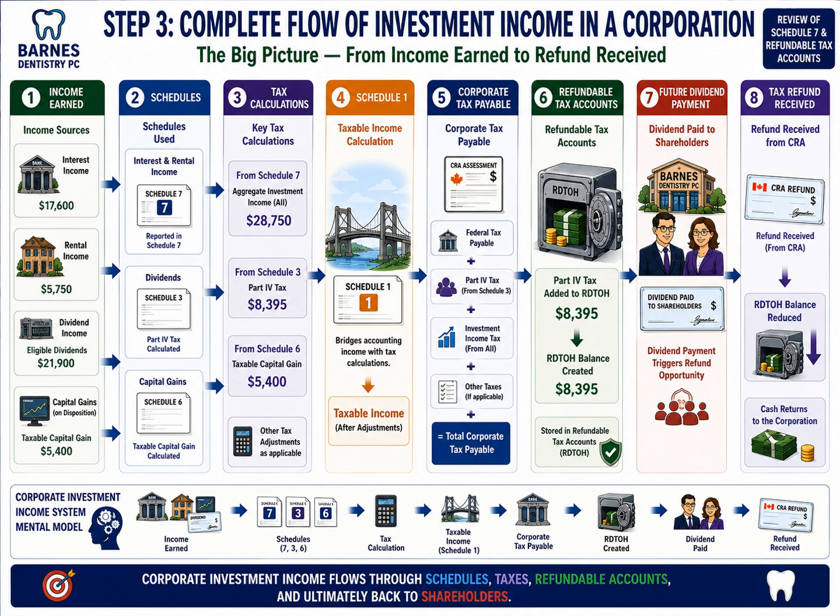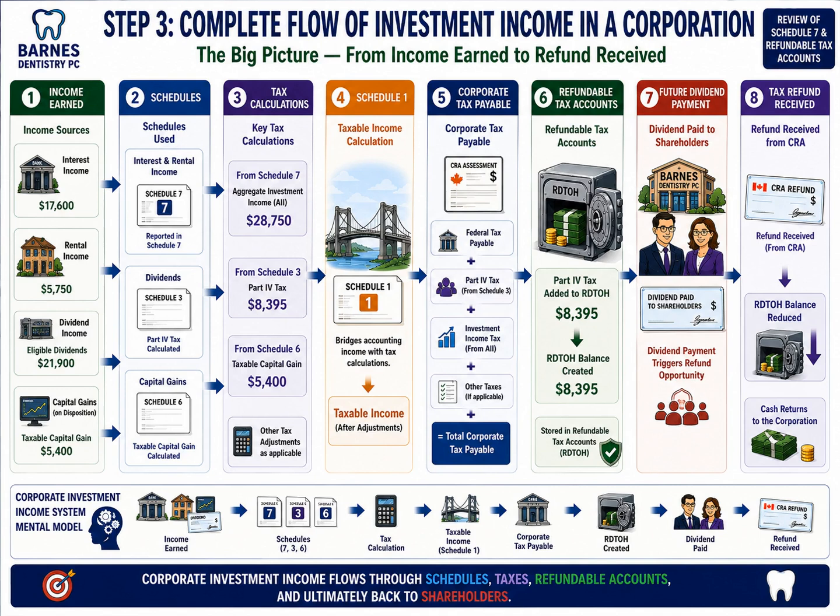The next stop is Schedule 1. Notice the bridge shown in the center of the diagram. Schedule 1 acts as the connection between accounting income and taxable income. It gathers information from the various schedules, applies tax adjustments, and calculates taxable income. This is where accounting becomes taxation.